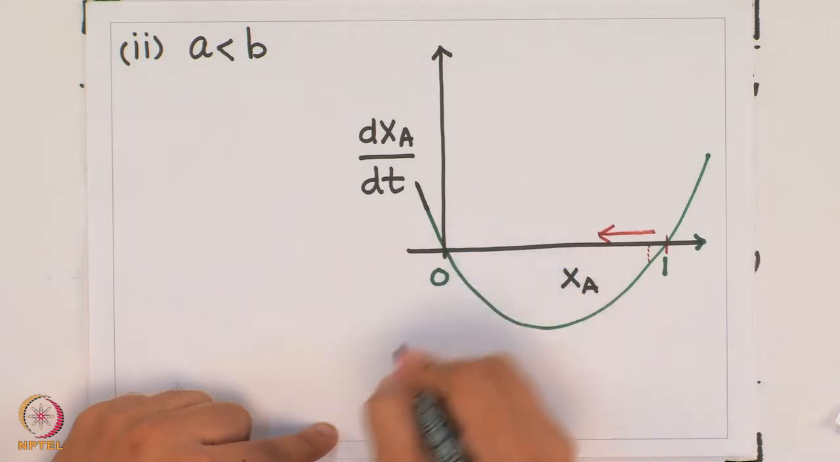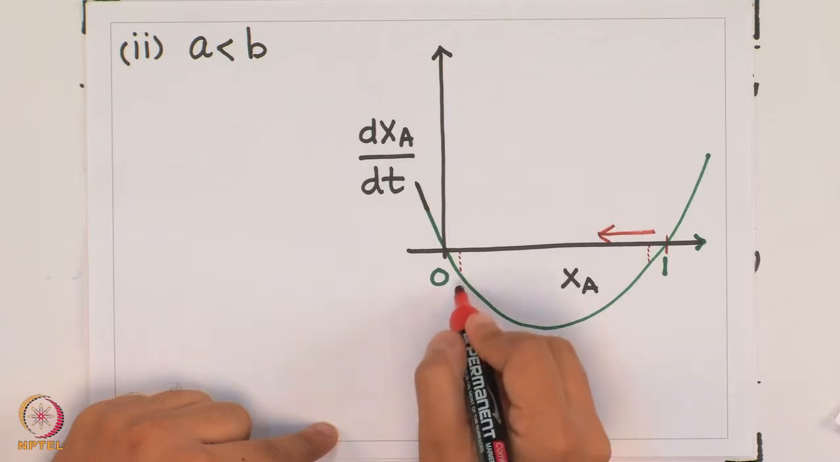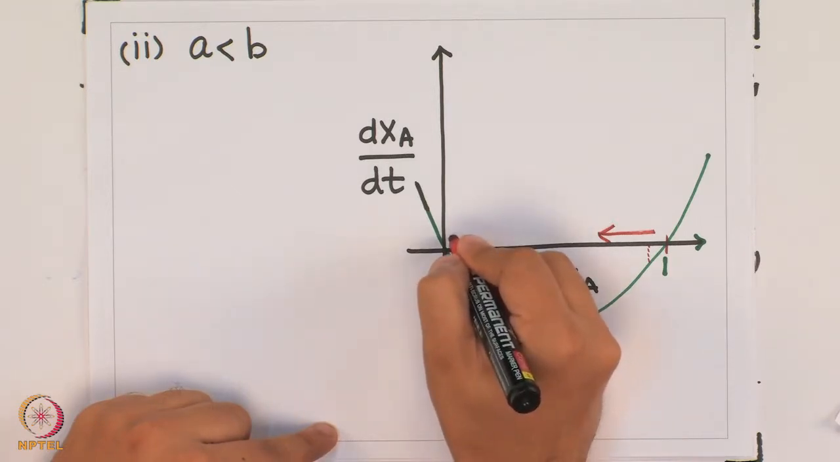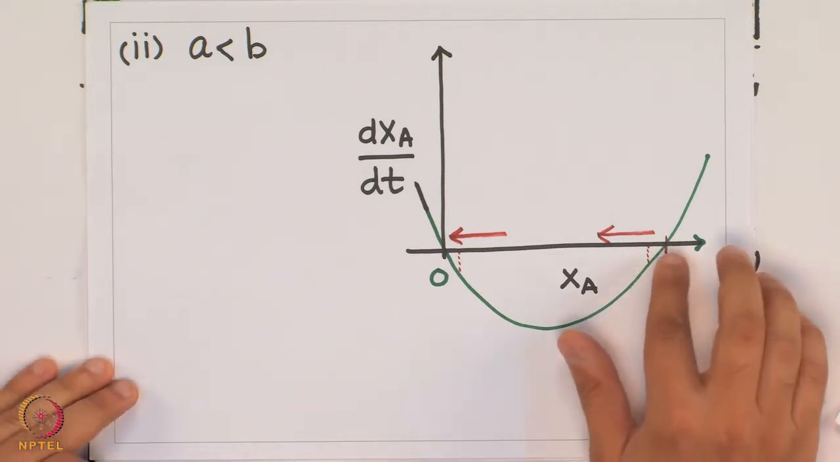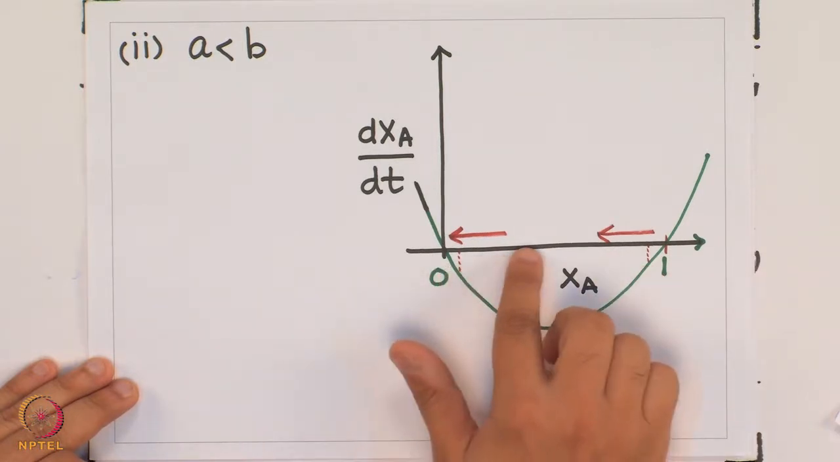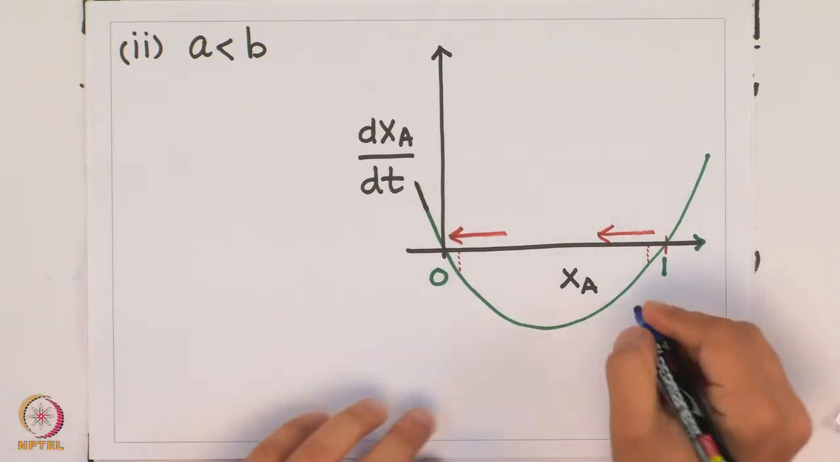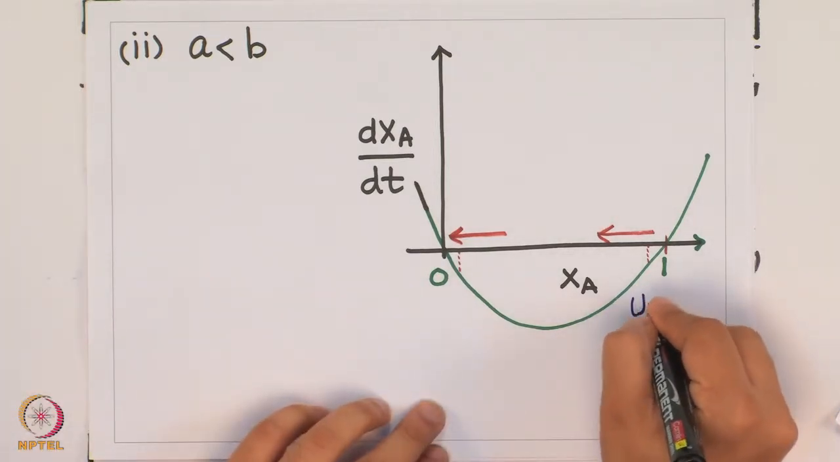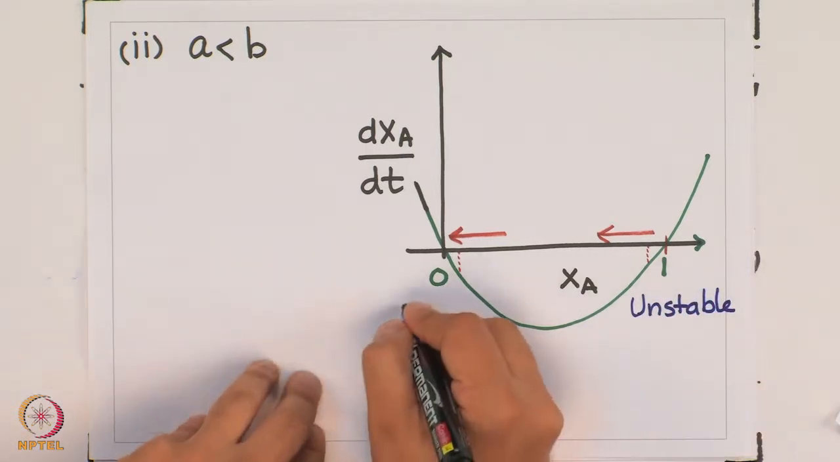At xa equal to 0, if we introduce a deviation to the right, dxa by dt is still negative, which means xa decreases as we move forward in time. So, any disturbance in this direction moves the system away from this steady state, and any disturbance in this direction brings the system back towards the steady state that we have started with. And hence, this steady state now becomes unstable, whereas xa equal to 1 becomes stable.